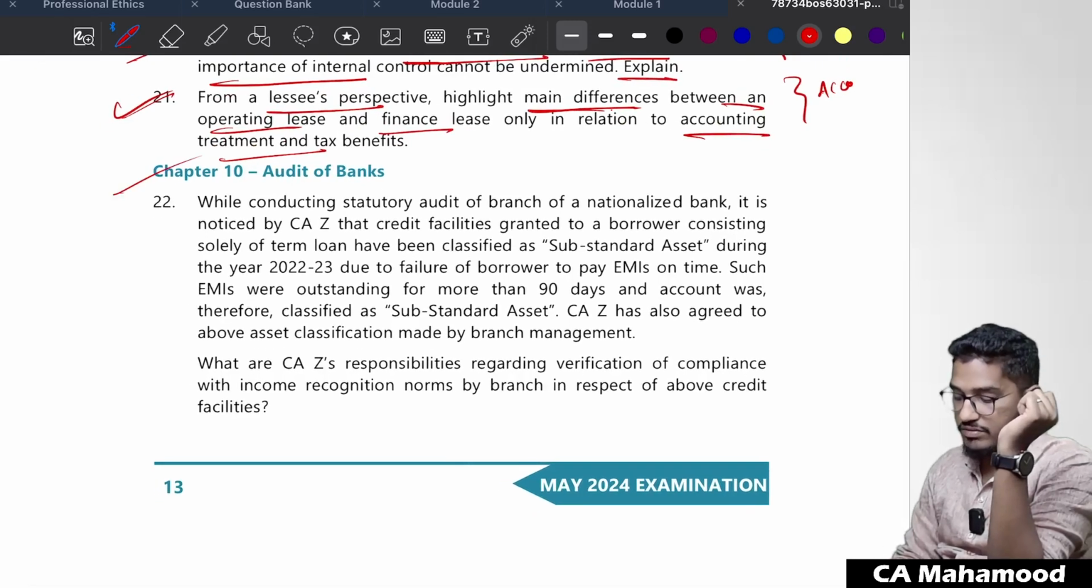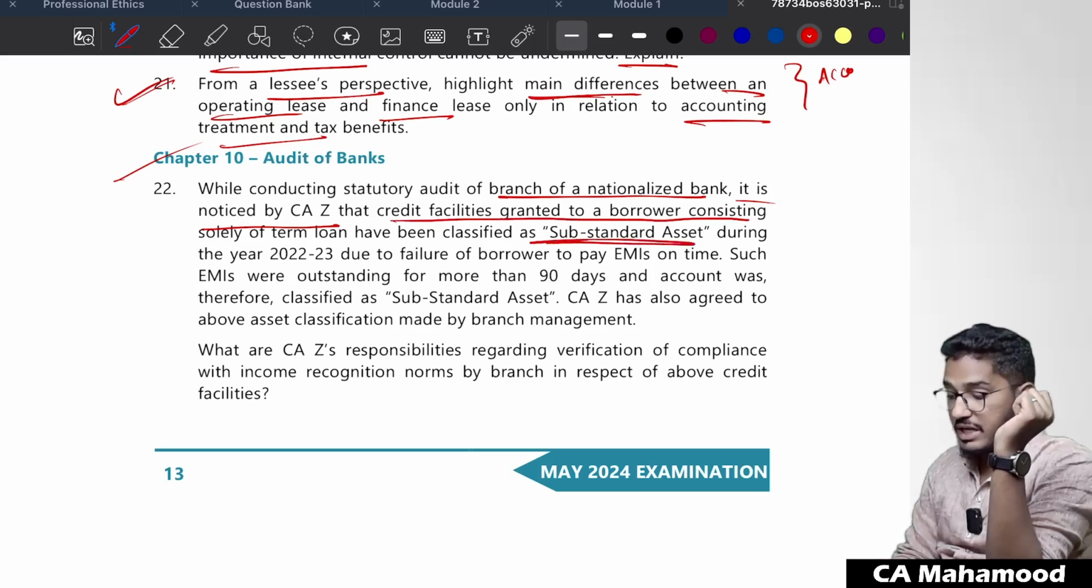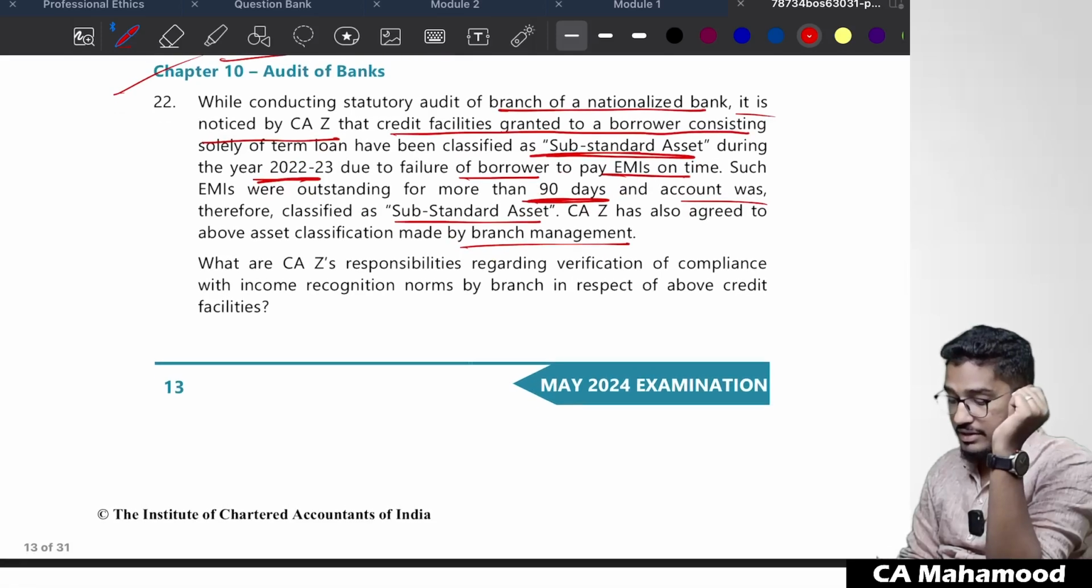Coming to the next part, audit of banks. While conducting statutory audit of a branch of nationalized bank, it is noticed by CAZ that credit facilities granted to a borrower consisting solely of term loans have been classified as substandard category. During the year 2020-23, due to failure of the borrower to pay EMIs on time, such EMIs were outstanding for more than 90 days and account was therefore classified as substandard, NPA. CAZ has also agreed to above classification made by branch management. Auditor also agreeing, yes, it has to go to NPA category, that to substandard category.